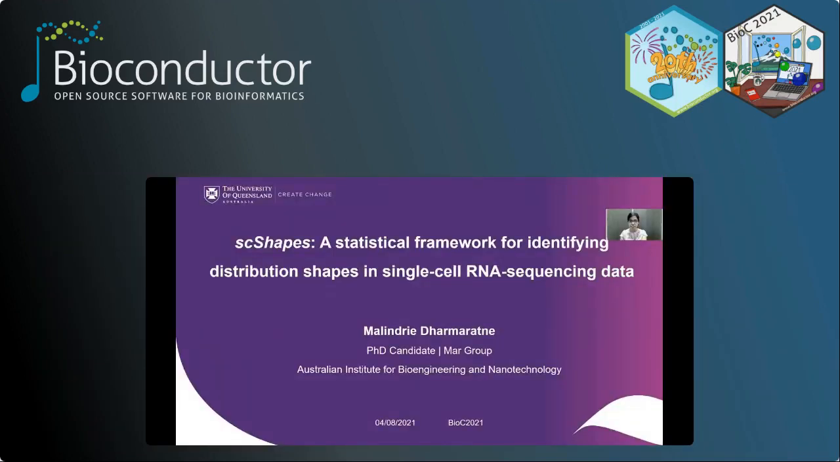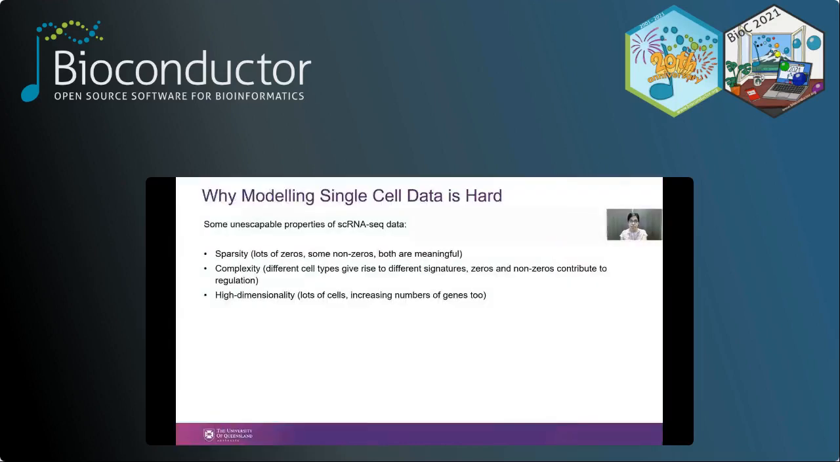Melindri, a PhD candidate at the University of Queensland, Australia. Today, I will be presenting scShapes, an R package for identifying differential distributions in single-cell RNA sequencing data. By profiling the gene expression of individual cells, single-cell RNA sequencing can capture cell-to-cell variation and help us understand how the transcriptome of single cells regulates phenotypic function. However, this also means that single-cell RNA sequencing data are high dimensional, which may involve thousands of genes and many cells.